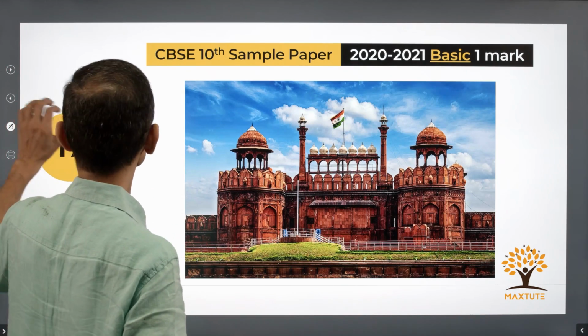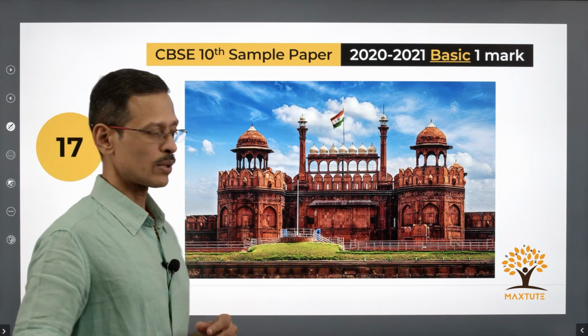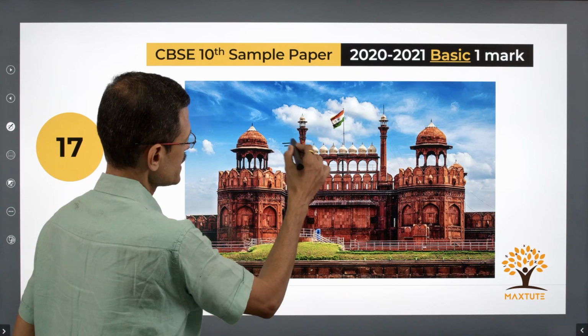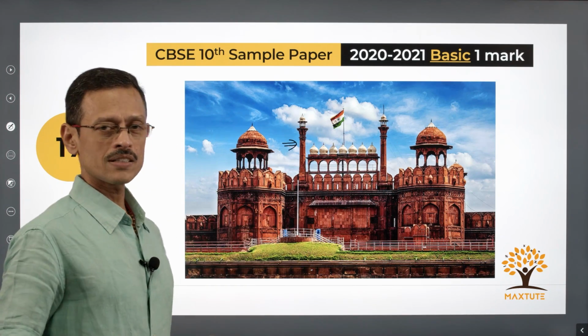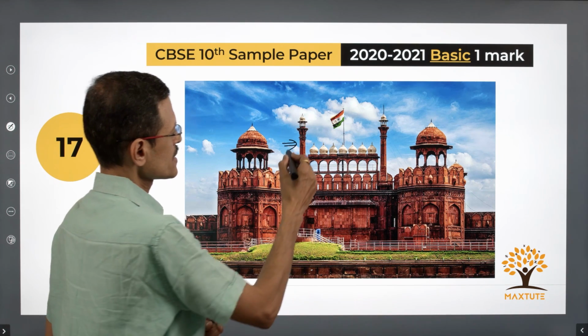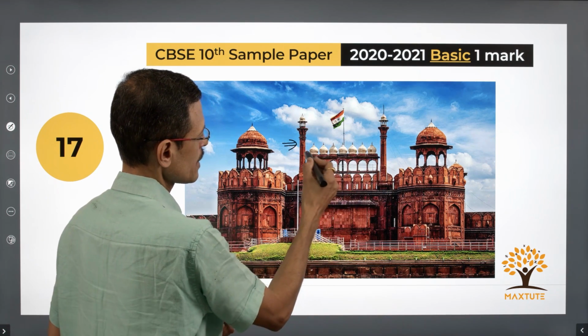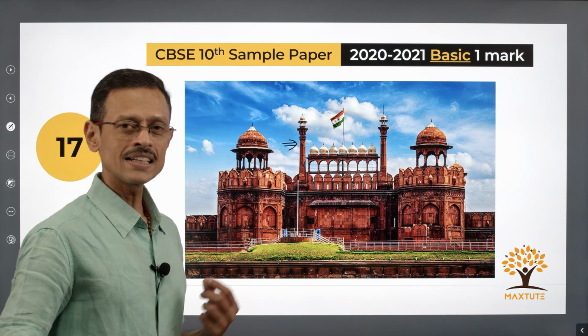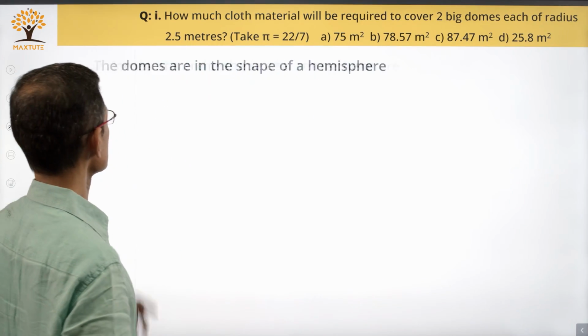Start with part 1. This is the photo of Red Fort, right? The 2 cylindrical pillars the teacher was talking about, these are the 2 cylindrical pillars. The 2 domes, hemispherical in shape at the corners, those are the 2 domes. The 7 domes at the center which are hemispherical in shape are these white 7 domes, right? Let's get started with question number 1 within 17.